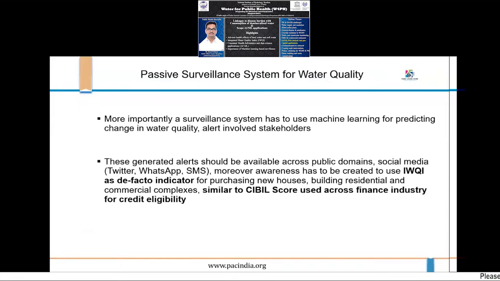And more importantly, after developing the crowdsourced information, there should be an advocacy campaign so that stakeholders use the water index as a de facto indicator for purchasing new houses or building a residential or commercial complex, in the same way that the CIBIL score is used across the finance industry for credit eligibility.